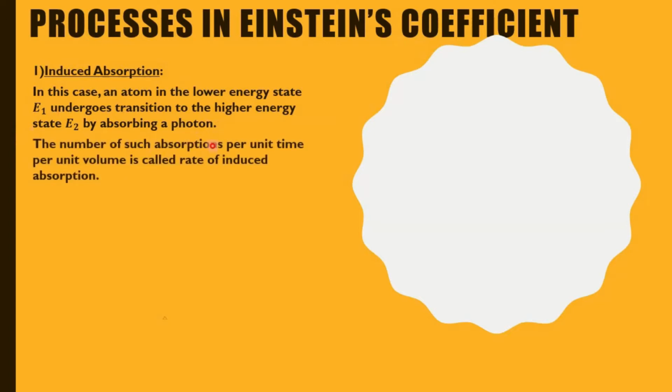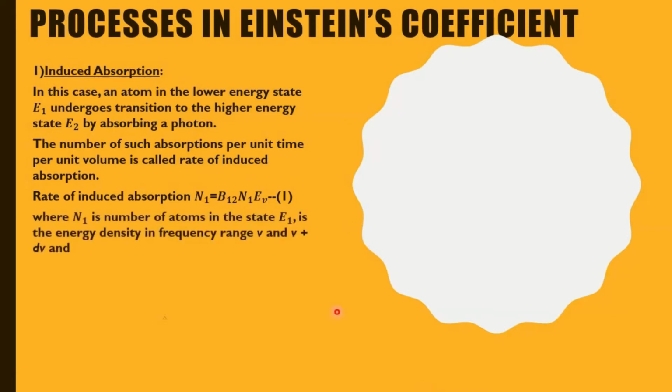Now the number of such absorptions per unit time, per unit volume is called the rate of induced absorption. Rate of induced absorption, which will be equation 1, is N1 equal to B12 N1 Ev. Ev is the energy density, B12 is the Einstein coefficient, and N1 we already know is the number of atoms in the lower energy state.